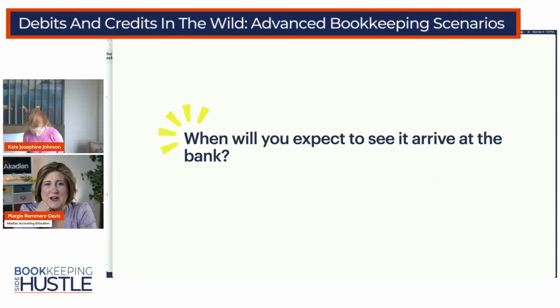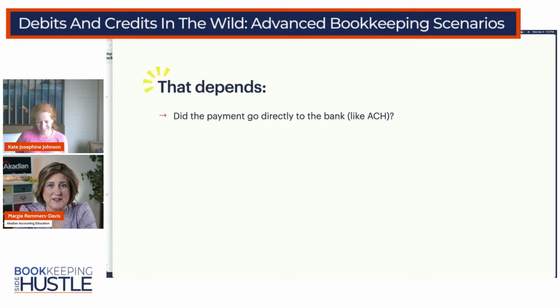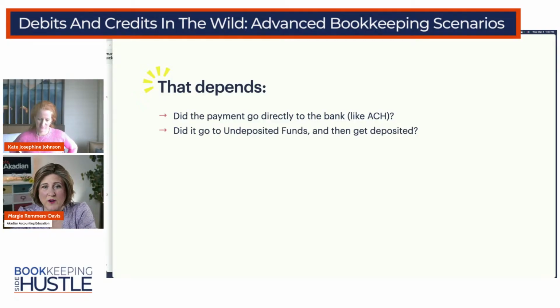Now, here's how it becomes a little tricky with accounts receivable, because when you receive money from the client or the customer, when does it actually arrive at the bank? Well, it entirely depends. If, in the example that we just used, the payment went directly to the bank, like it was an ACH and there was no middleman, it just went right there. Okay, then you'll see it right away. But more often than not, it goes to some intermediary place.